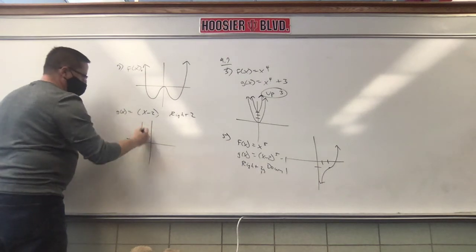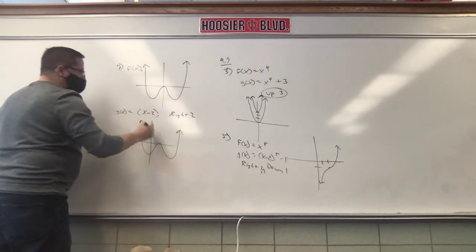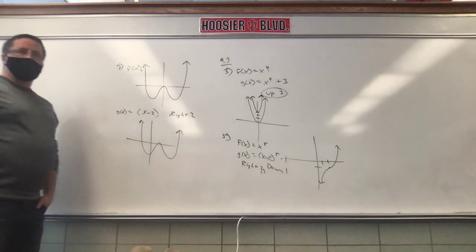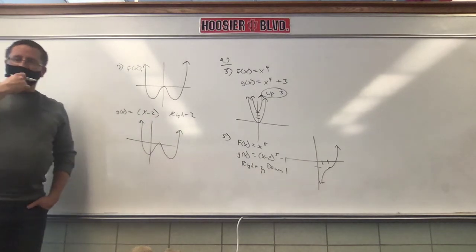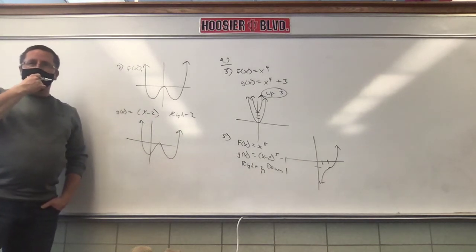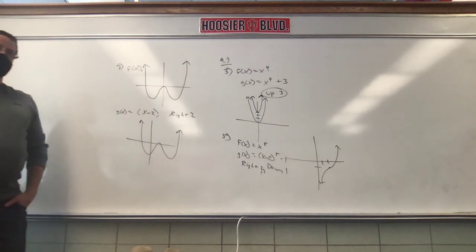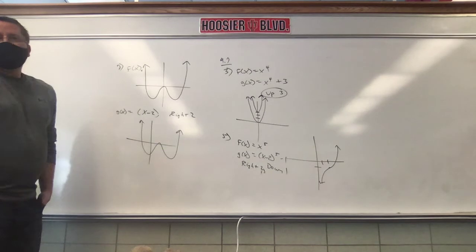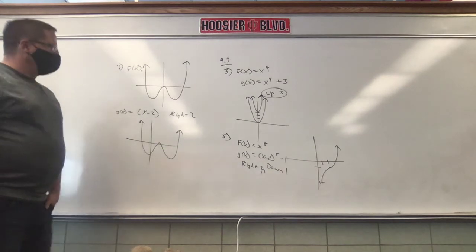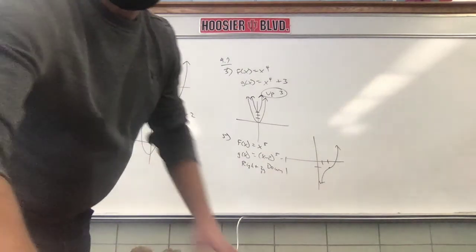So it's going to look sort of like this. I didn't put any hash marks there, so you can't tell how far I moved it over. But the thing is, your four choices: one graph is moved to the right, another to the left, another up, another down. So you don't need hash marks. It's the only one that's moved to the right.